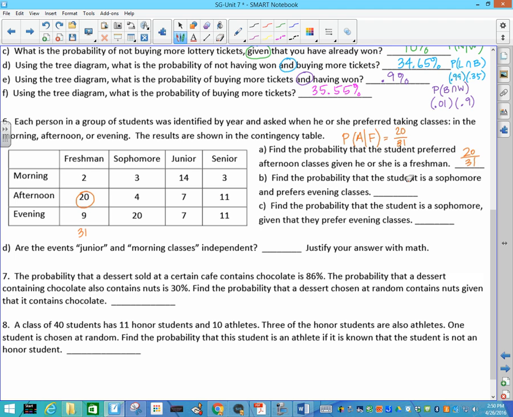Okay, find the probability that a student is a sophomore and prefers evening classes. So on this one, we're looking for the intersection of sophomore and evening classes. So those two intersect right here, and that's going to be 20 over the total. And so that means we got to go add all these up. So this adds up to 27, 28, and 25. And when I add those all up, I get 111.